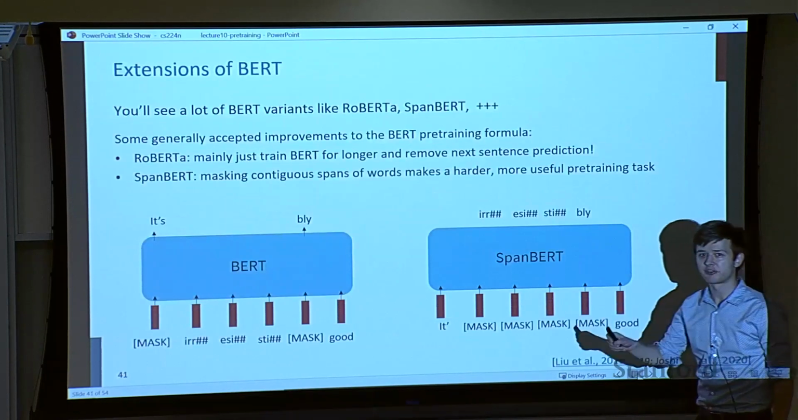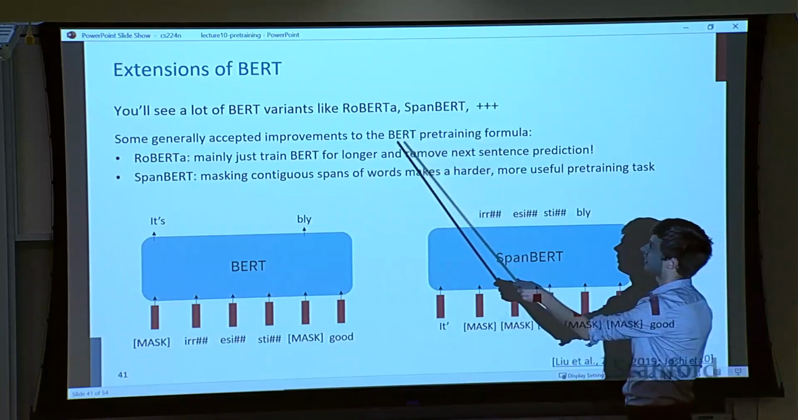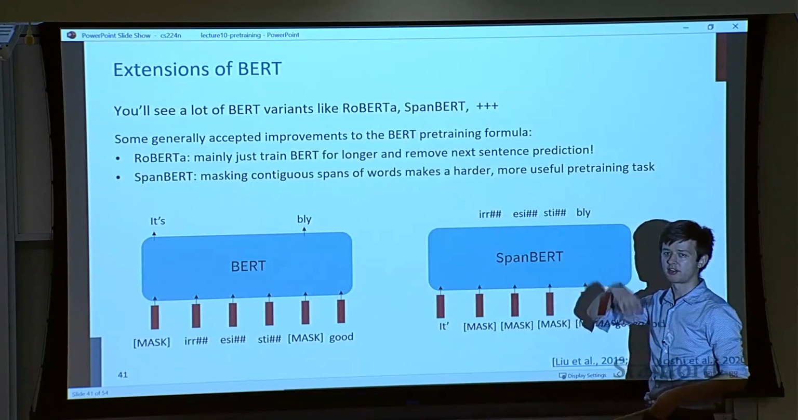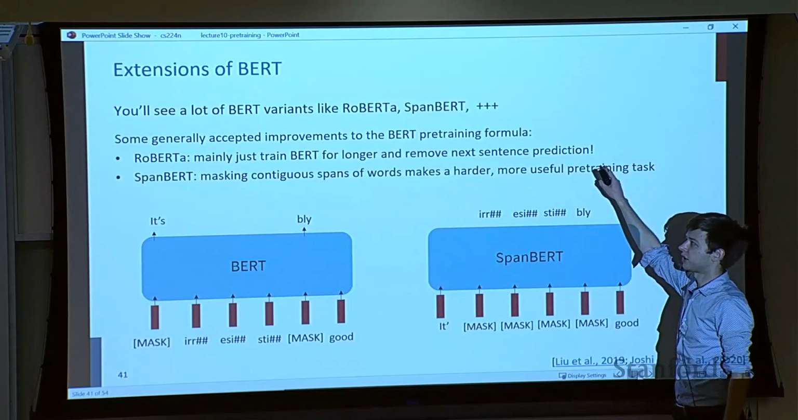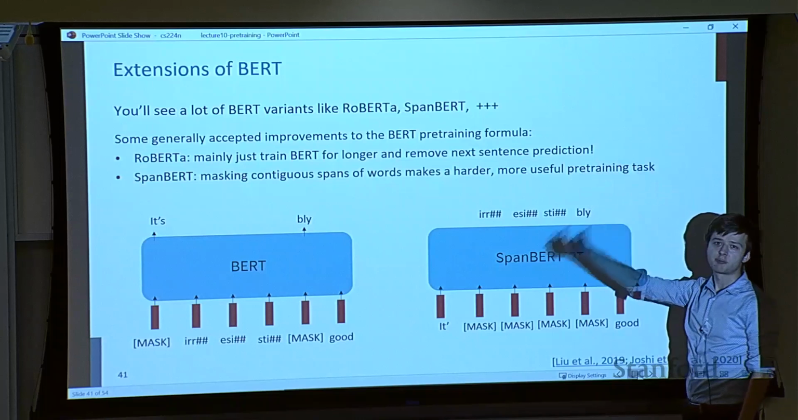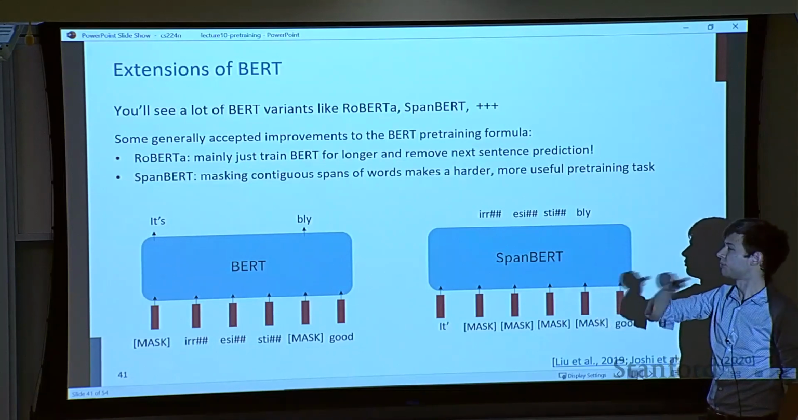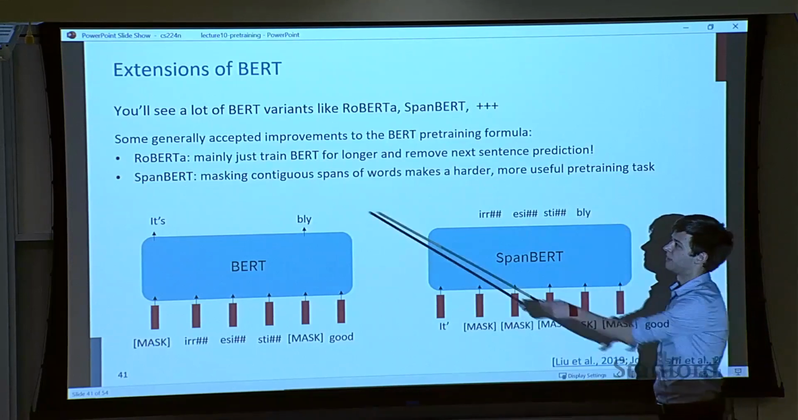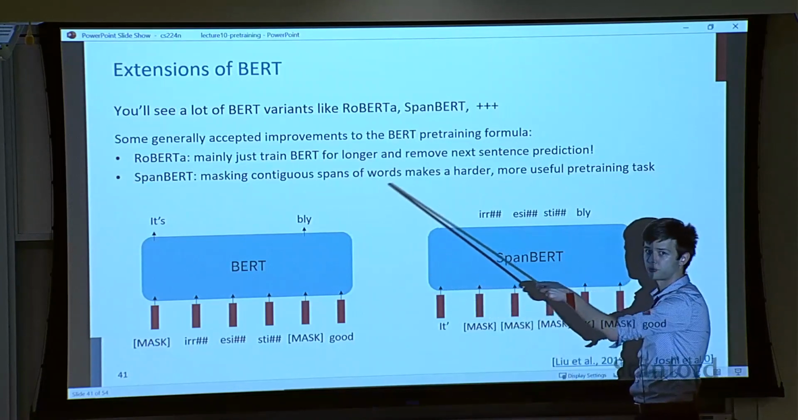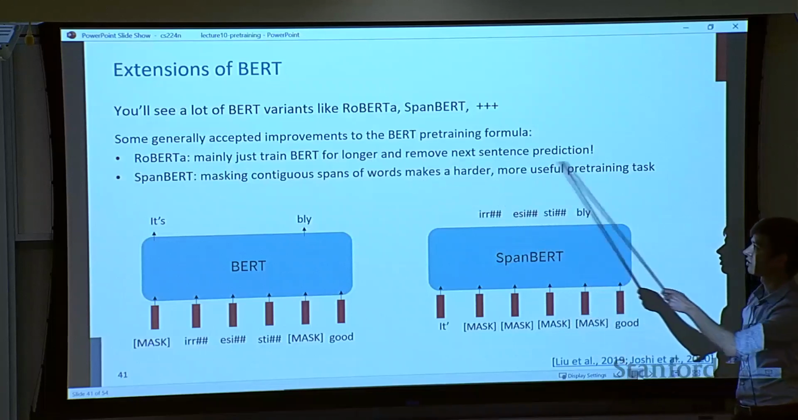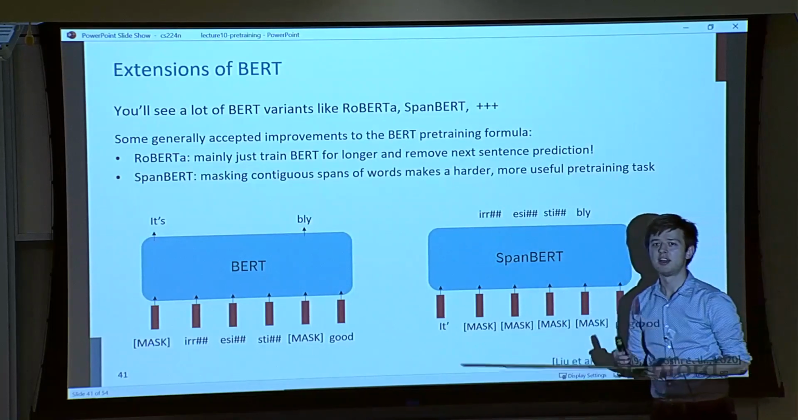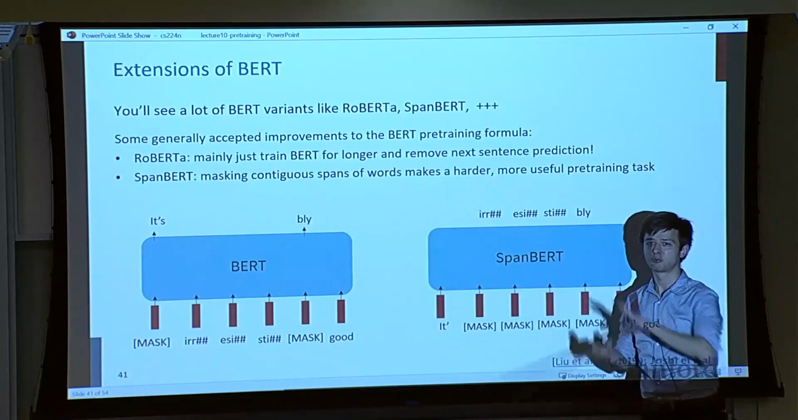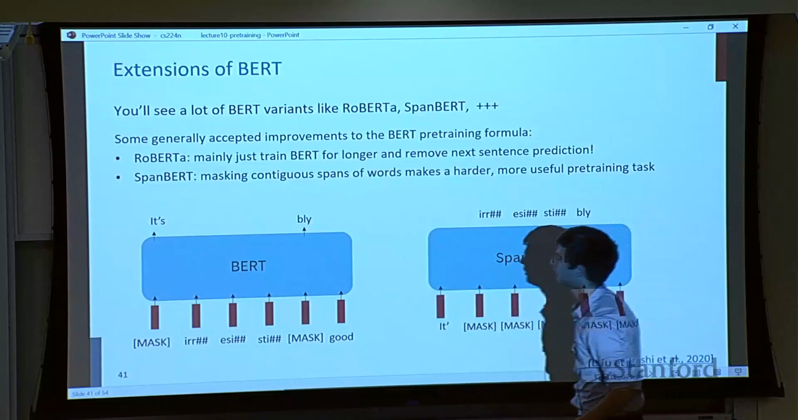Okay, so let's talk very briefly about extensions of BERT. There are BERT variants like Roberta and SpanBERT, and there's just a bunch of papers with the word BERT in the title that did various things. Two very strong takeaways. Roberta: train BERT longer. BERT is underfit. Train it on more data. Train it for more steps. SpanBERT: mask contiguous spans of subwords. Of words makes a harder, more useful pre-training task. So this is the idea that we can come up with better ways of noising the input, of hiding stuff in the input, or breaking stuff in the input for our model to correct.